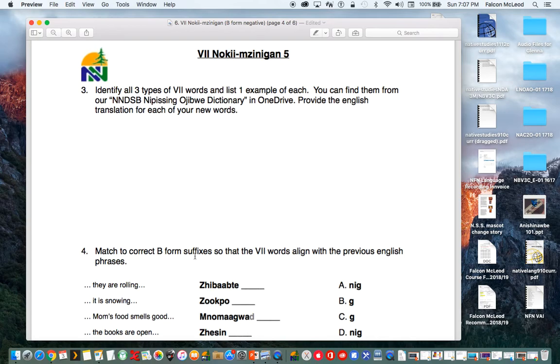All right, so question 3. Identify all 3 types of VI words and list one example of each. You can find them from our Near North District School Board Nipissing Ojibwe Dictionary in OneDrive. Provide the English translation for each of your new words. So you are to use the dictionary to provide new examples of our 3 types of VI words. Those are the ones that end in vowel sounds, ones that end in N sounds, and ones that end in D or T sounds. So you can do that in the dictionary here.